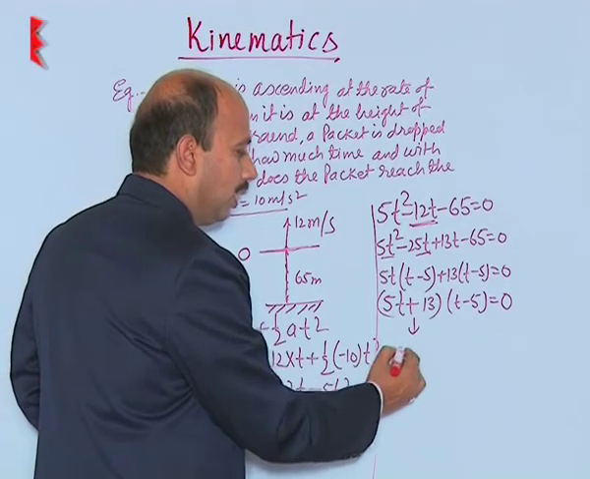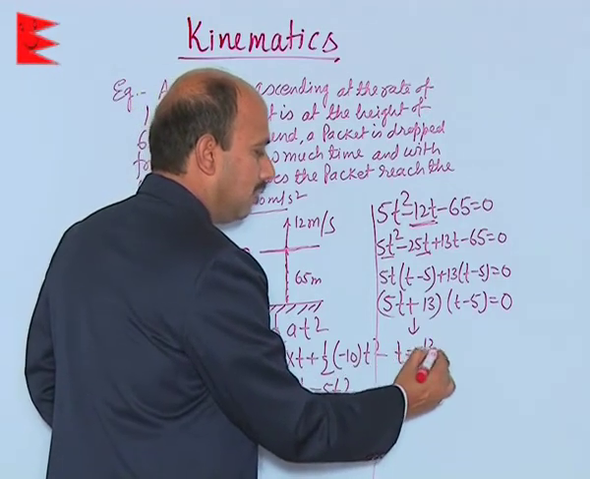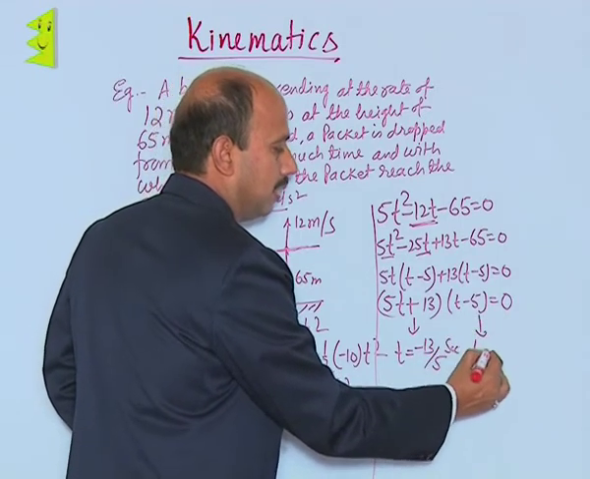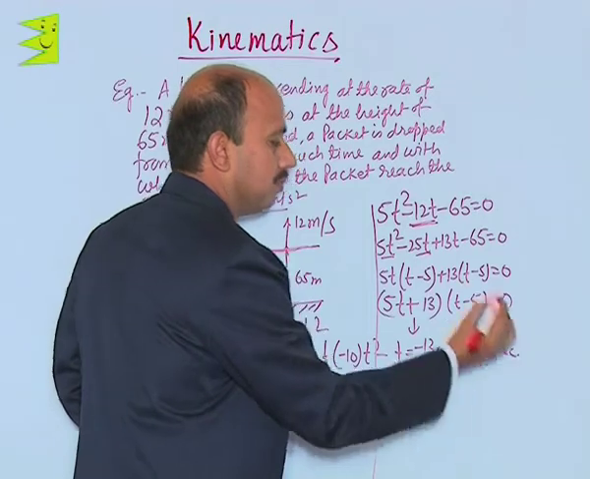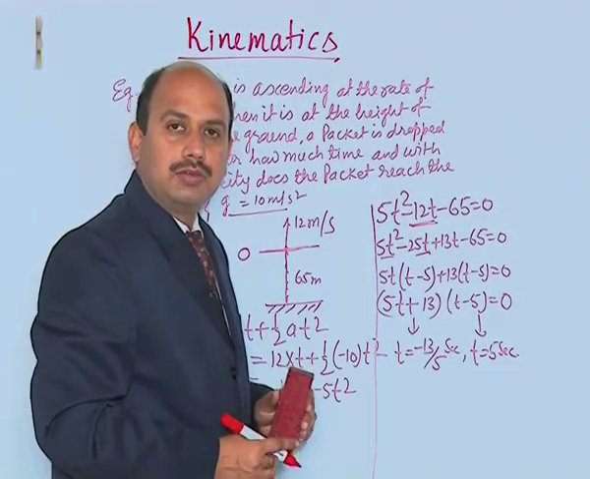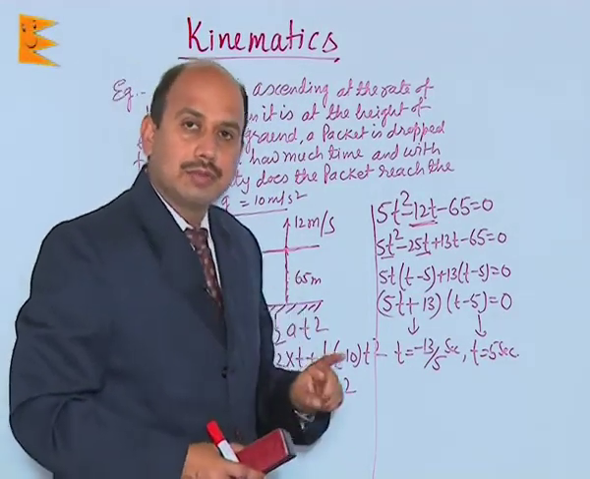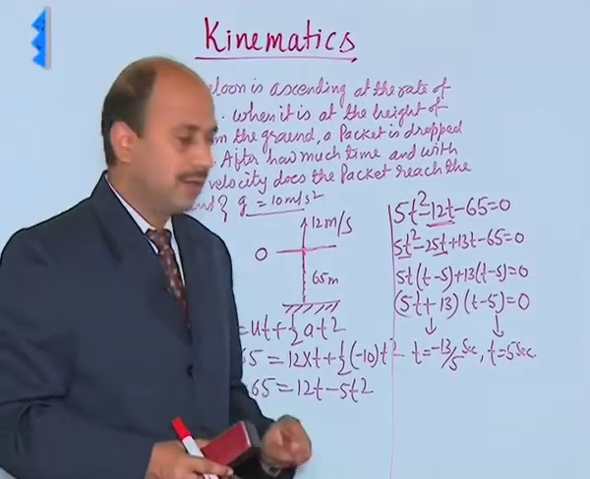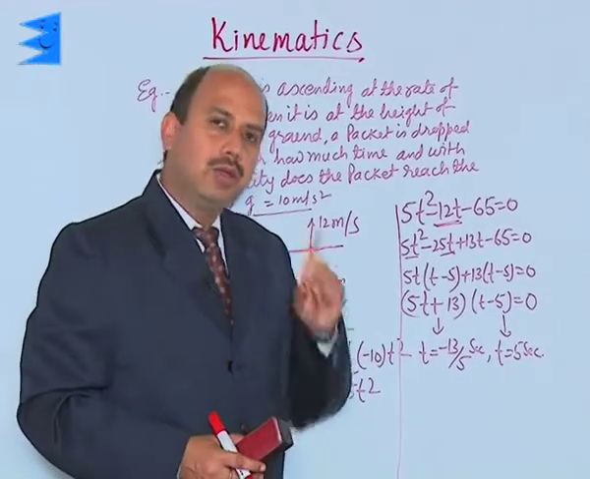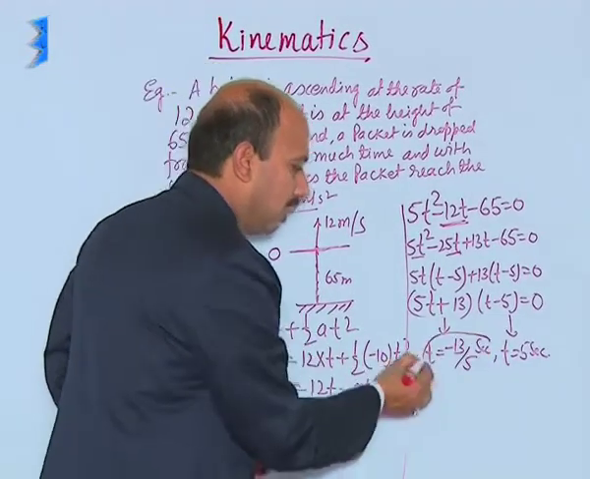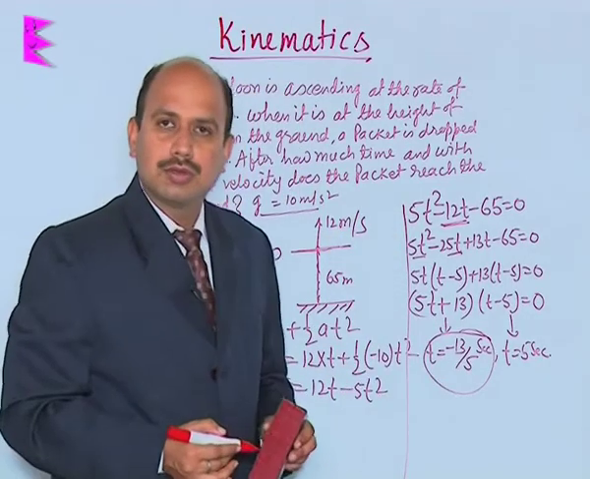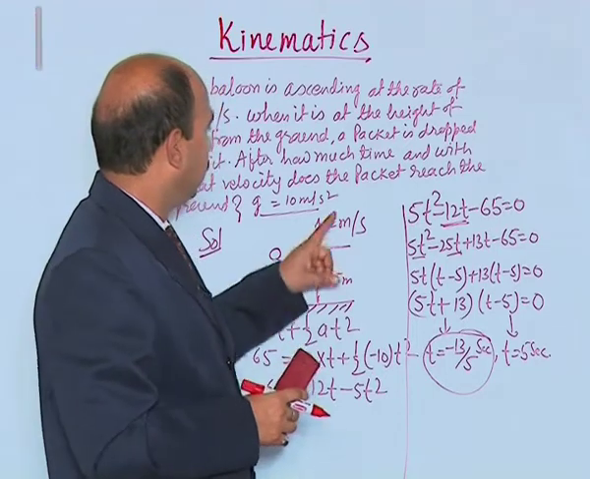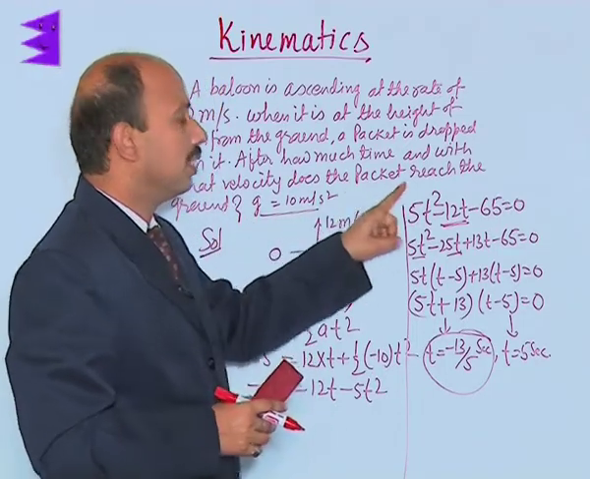If you take this one, you will be getting t is equal to minus 13 upon 5 seconds, and if you take this, you will be getting t is equal to 5 seconds. So, see here we have calculated time. We have got two times, that is one t is equal to minus 13 by 5 seconds and t is equal to 5 seconds. We know time cannot be negative. So, this answer cannot be taken. So, ignore this. Now, you have to calculate velocity. With what velocity does the packet reach the ground?